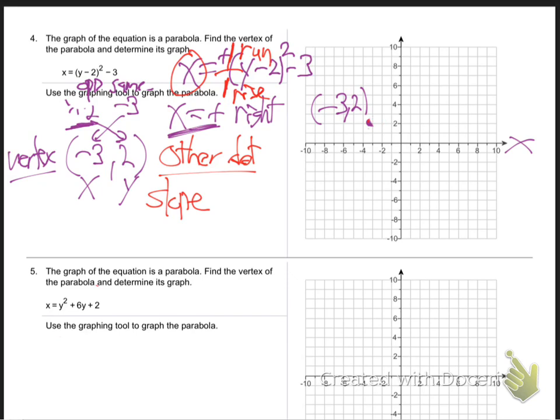I guess it doesn't matter since it's just 1 in both directions. Start right here. Go right 1, up 1. So the second dot's right there. See what I did? I went right 1, up 1. And so there's the second dot. Connect the dots. And there we go. There's the parabola. This other point, you had to go right 1, up 1 to get the second point. There's the parabola.